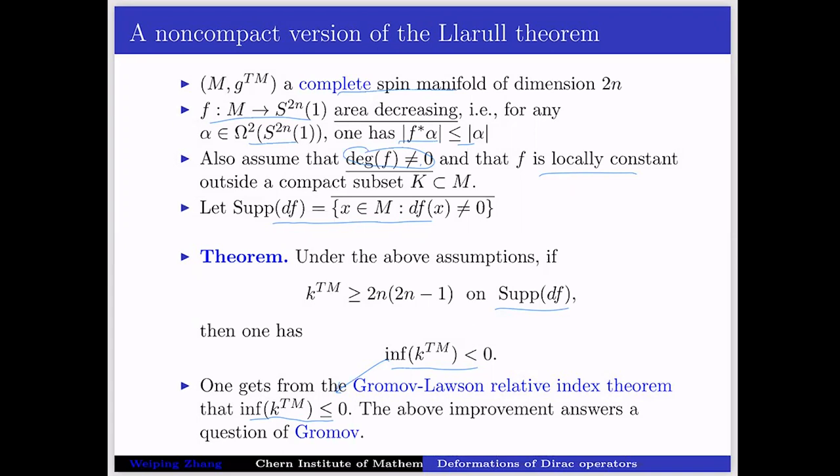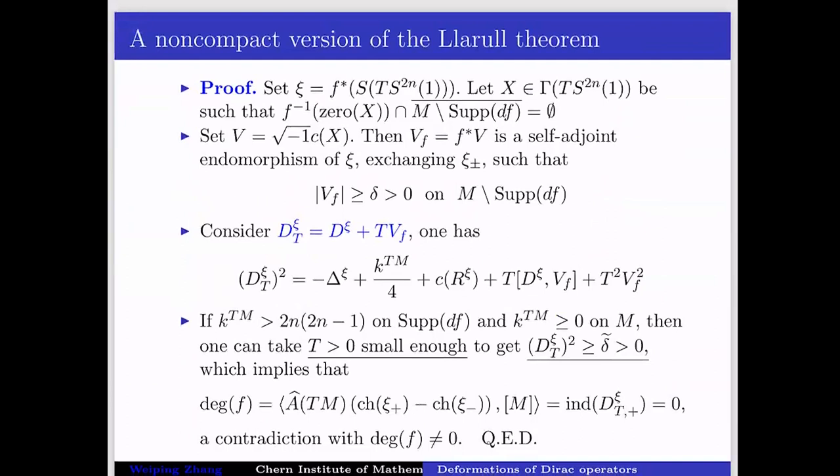And the proof is, as usual, I will not go into the detail. It's simply that you take a deformation, then by the Lichnerowicz formula, you have these two terms. You have this term from the deformation, and this one is invertible near infinity. Now on the support, if we assume that this curvature is bigger, then by the Llarull computation, this one is positive. So when you take t small, you can control this term. So what you get is, when t is very small, this D_t square is positive.